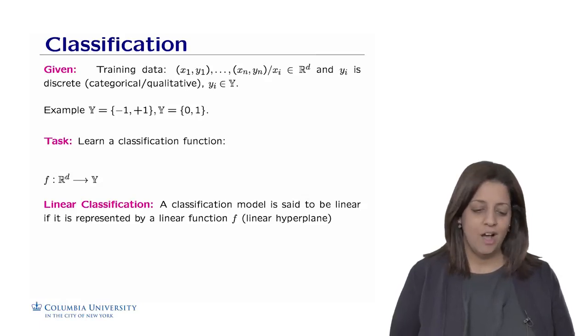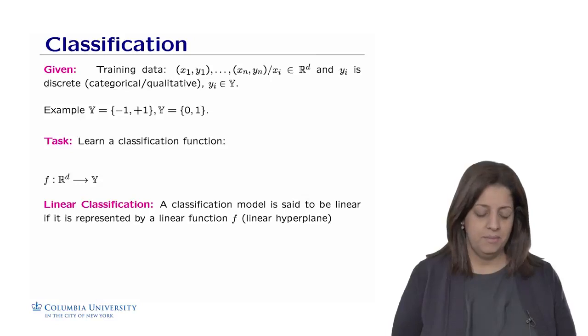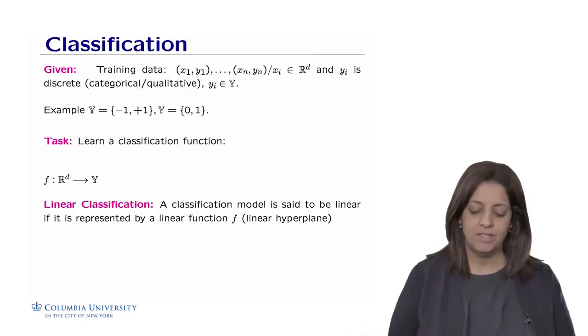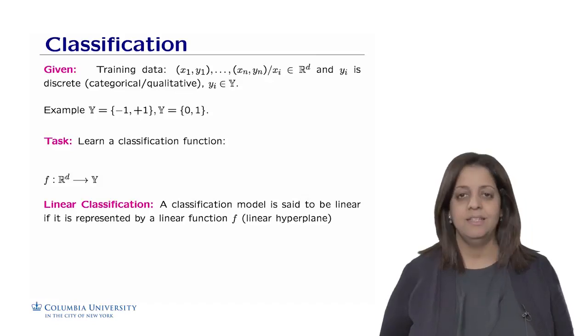So we have again training data with feature values and labels. The labels can be binary labels, -1, +1, or 0, 1. We want to learn a classification function, and the classification model here is said to be linear if it is represented by a linear function, that is a linear hyperplane.